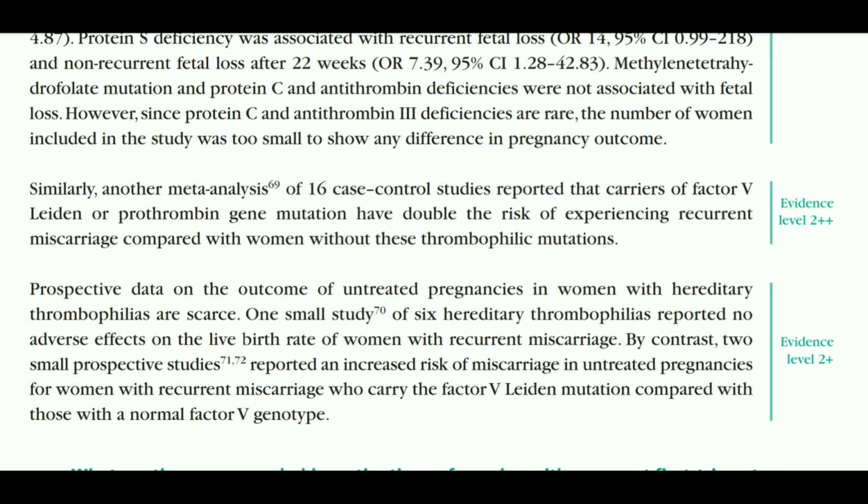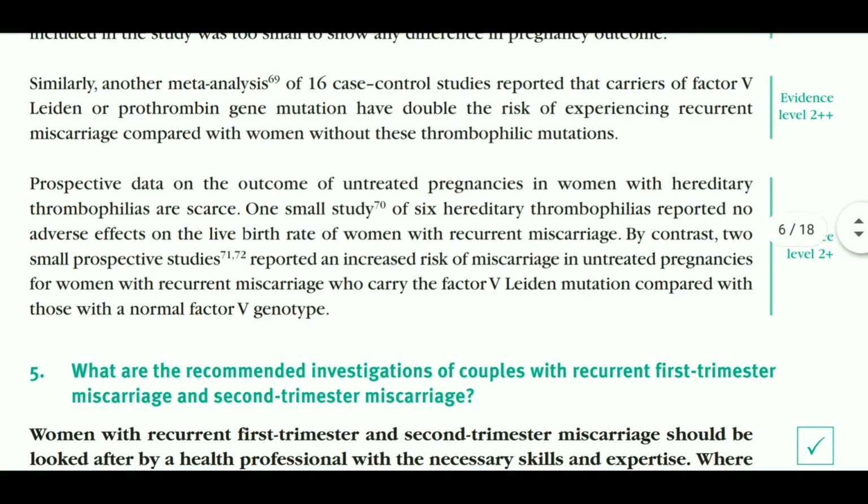Now, outcome of untreated pregnancy. Prospective studies of the outcome of untreated pregnancies in women with hereditary thrombophilia are scarce. One study of hereditary thrombophilia reported no adverse effect on the live birth rate of women with recurrent miscarriages. By contrast, two small retrospective studies reported an increased risk of miscarriage in untreated pregnancy for women with recurrent miscarriage who carry factor 5 Leiden mutation compared with those with a normal factor 5 genotype.